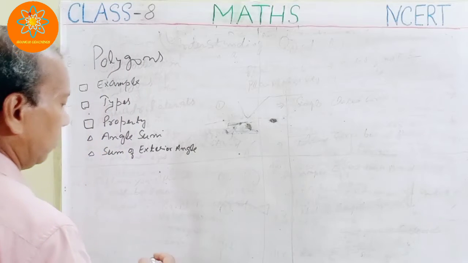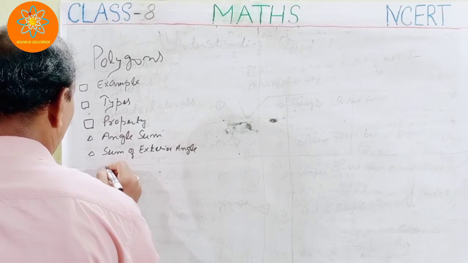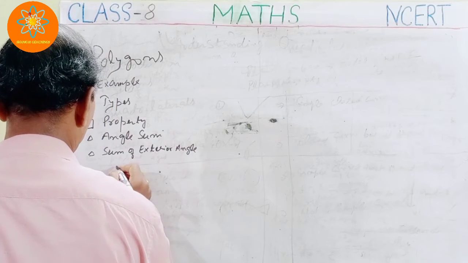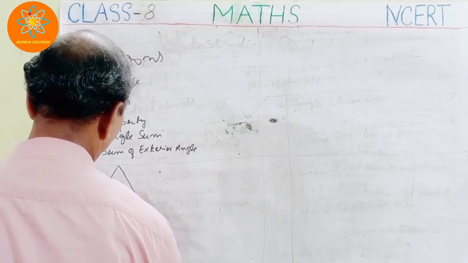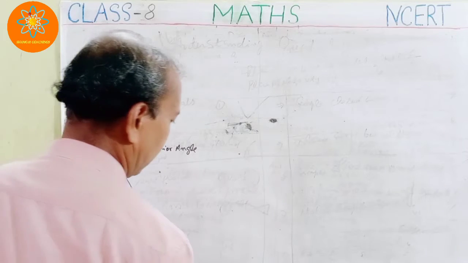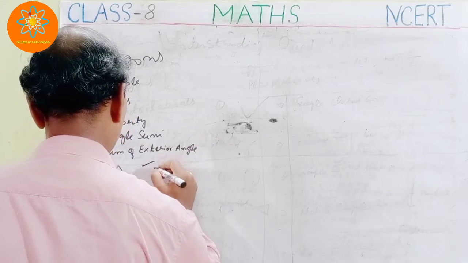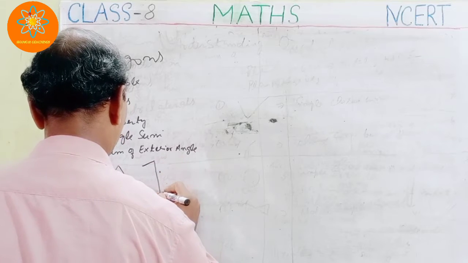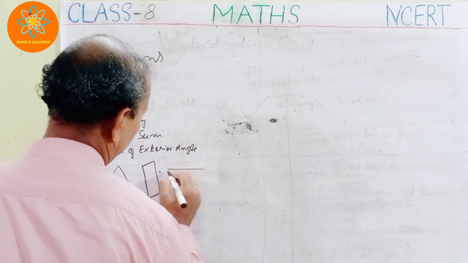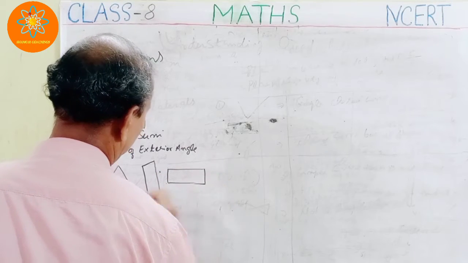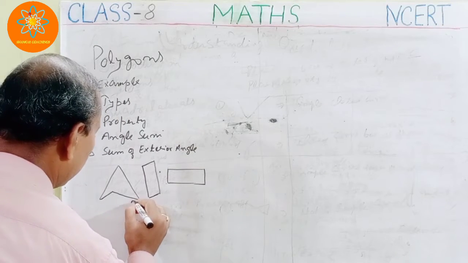So I am giving different examples of polygons. Suppose one is like this. This is a polygon. Similarly, this one is also a polygon, and this is also a polygon. These are all polygons.